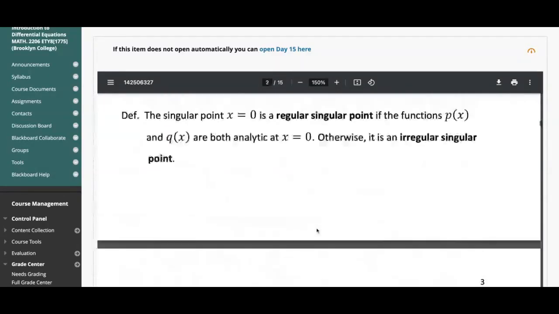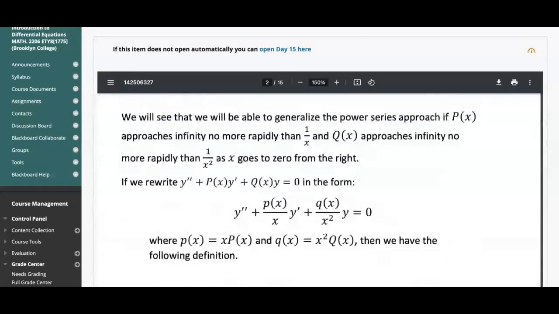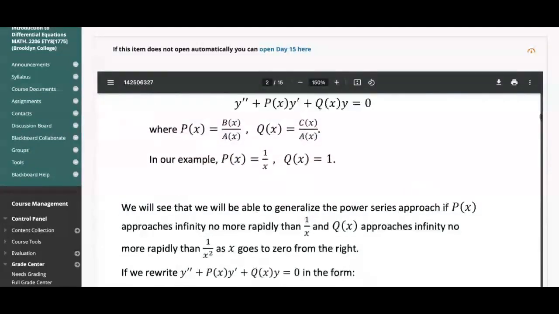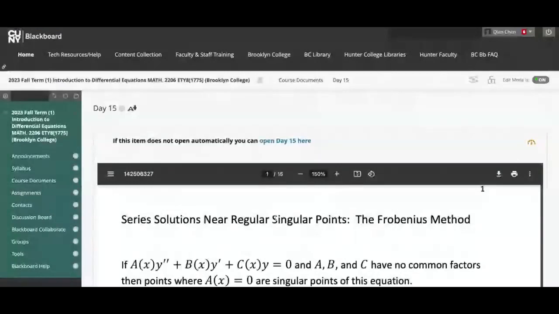You're welcome. Because if it's an ordinary point, our y is just a normal power series. But we're dealing with singular points here.